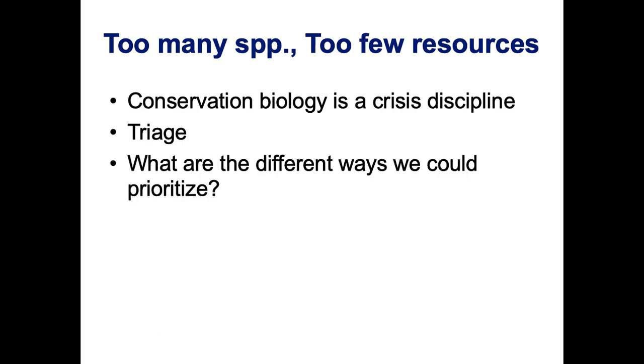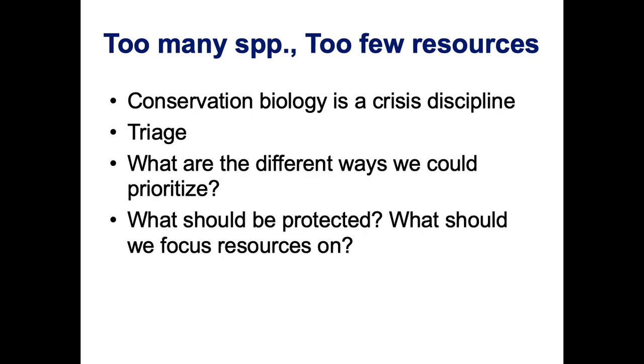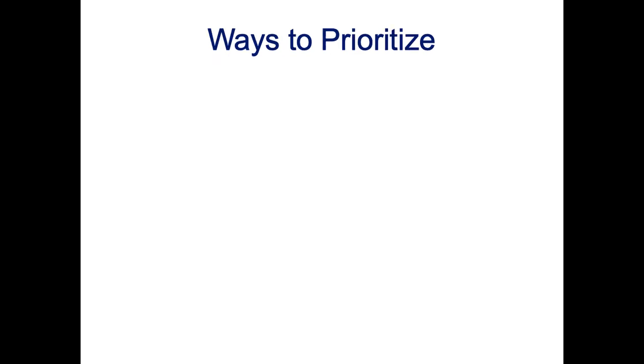So, in conservation, what do you think are some different ways we could prioritize? I want you to pause this and think about that for a second. How should we decide which species to put our limited resources towards and which to hope things turn out okay? Similarly, what should be protected? What should we focus resources on?